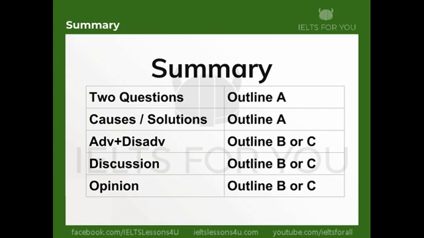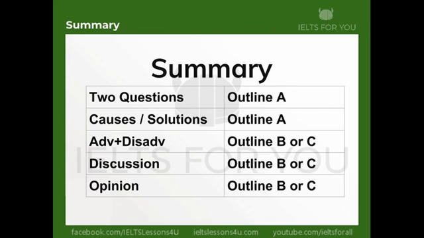For the other 3, advantages, disadvantages, discussion, and opinion, we have to use outline B or C to make sure we get the discussion and the stance elements of the essay. Okay, so really practice hard with all of these essay types. When you get that list of topics to prepare, make sure that you are practicing a variety and practice all 3 of the outline types.